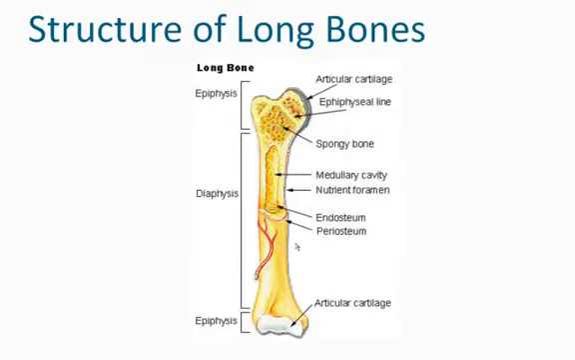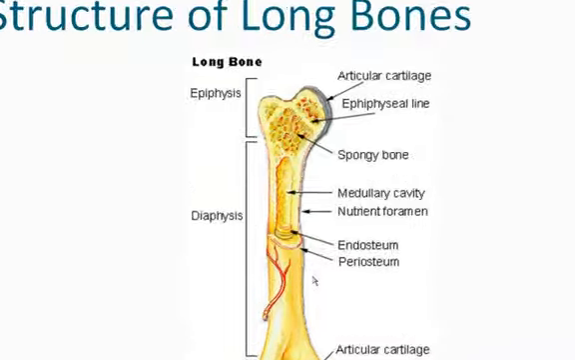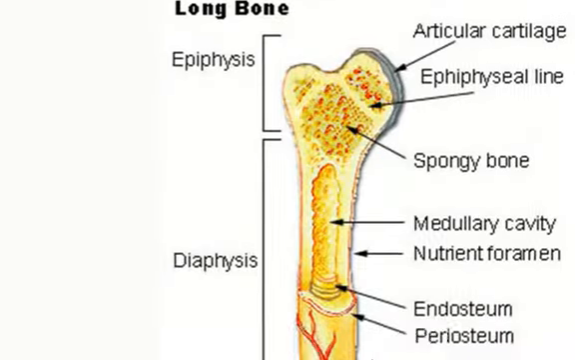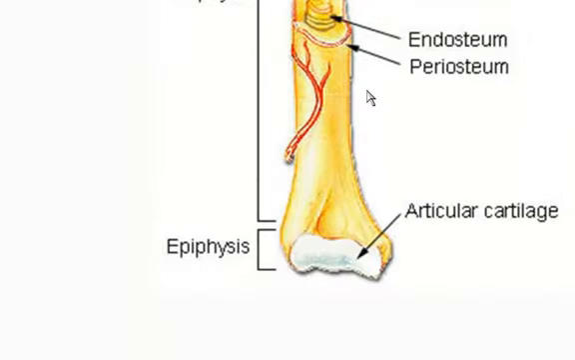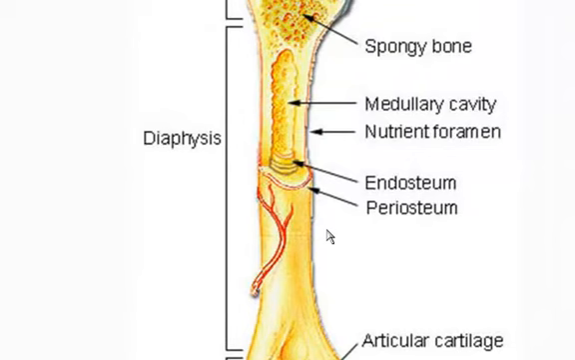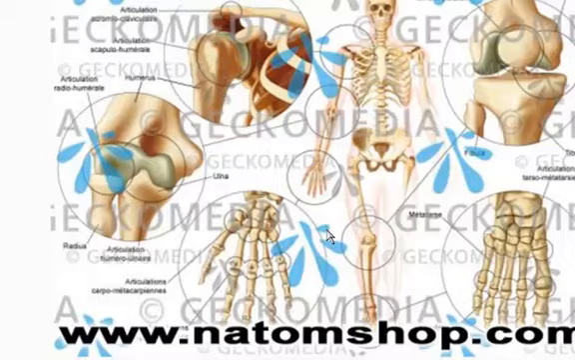The structure of the long bone is divided into 3 parts: the epiphysis proximal, the epiphysis distal, and the diaphysis, or the body of the bone. Endosteum is a membrane that lines the cavity of the bone. Periosteum is the membrane that surrounds the outside of the bones.